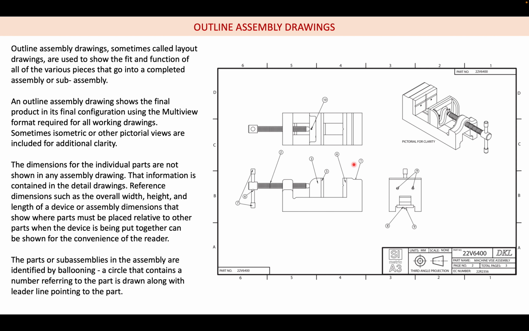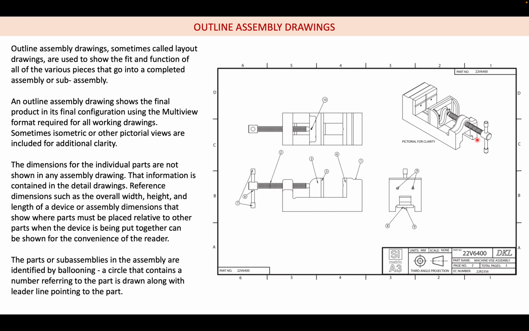So here we have the example of a machine vise assembly. The third angle projection is shown here, and it follows SI units. This is an A3 sheet, with the company name, part name and all that. Other than that, we can see a multi-view of the assembly, and there is a pictorial view also, which is provided for the sake of clarity.